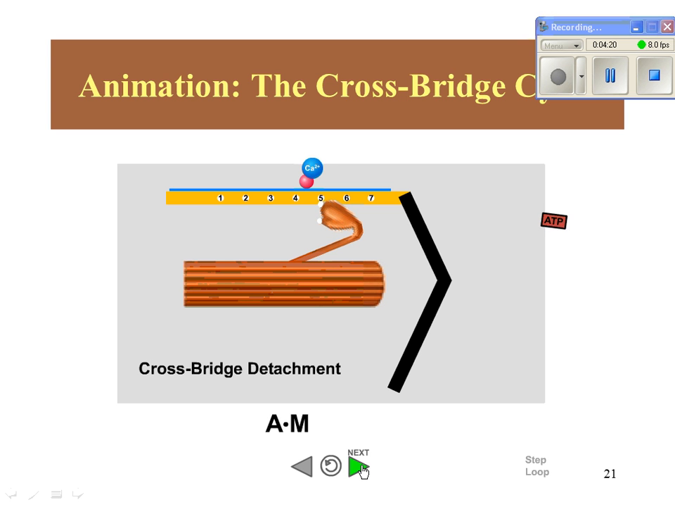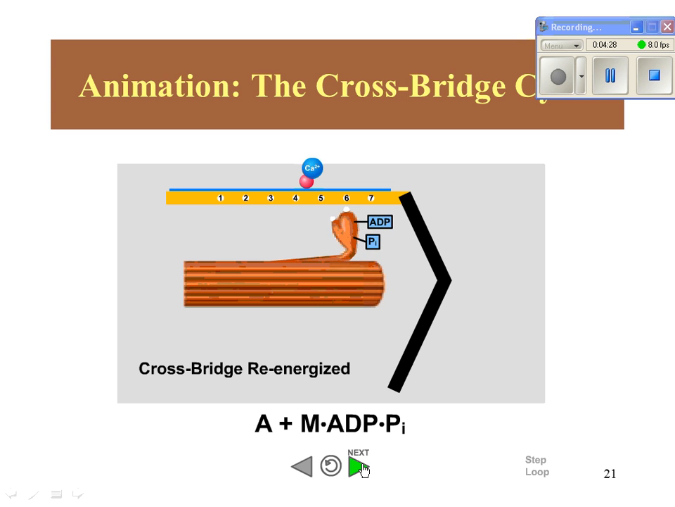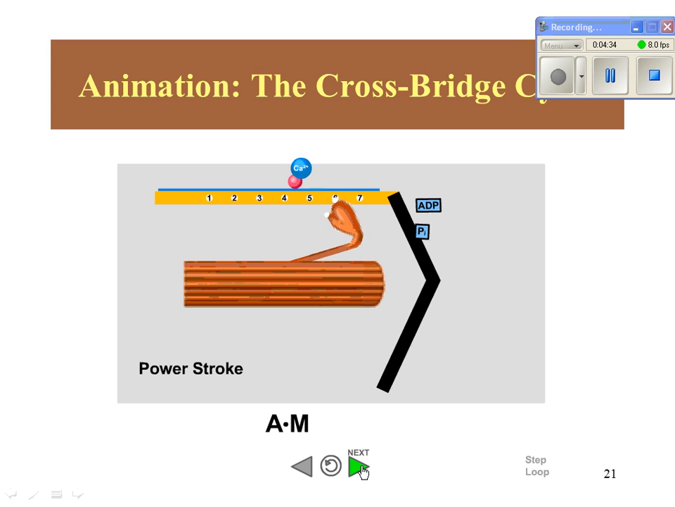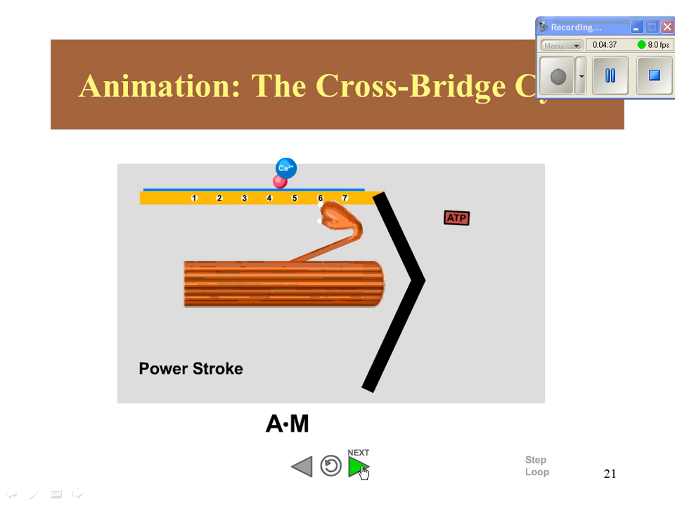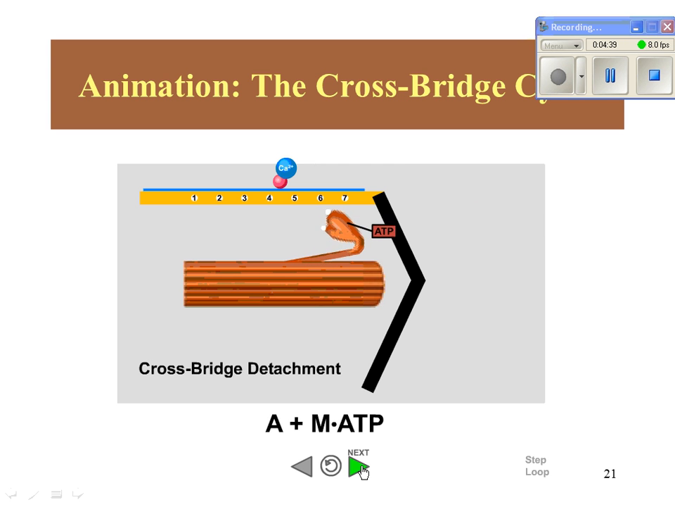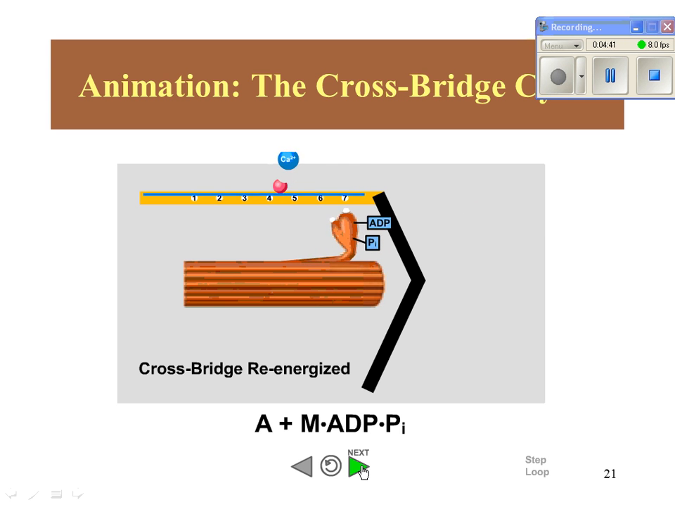Okay, so now we need some ATP to come in, and that cross bridge head is going to detach. We're going to separate that ATP into ADP plus phosphate again. And so now we're going to take that energy, and it's going to reattach to the next active site, sliding it forward. And then that process just continues until we've reached the contraction.